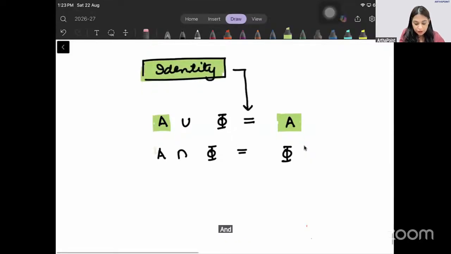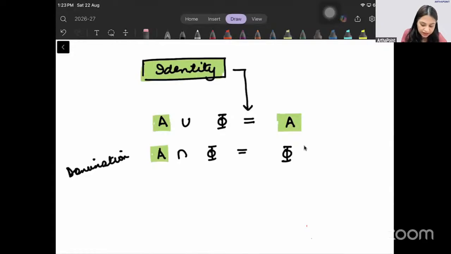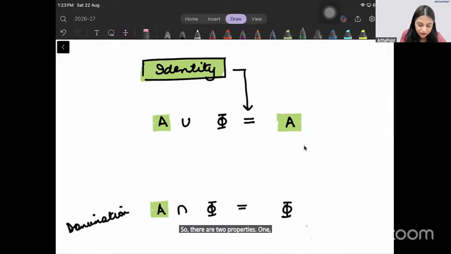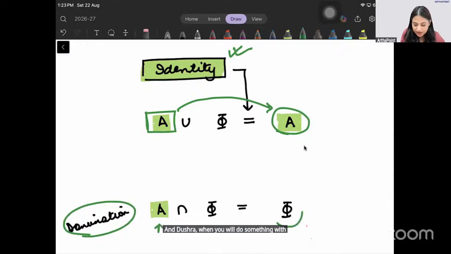And this property, when you do something with A but it becomes either null or union. जब आप A के साथ कुछ यूनियन या इंटरसेक्शन करो और आपको आंसर में नल या यूनियन मिले, this is called the domination property. So there are two properties. One, when you do something with A, you get A. That is called the identity property. And the second, when you do something with A and you get either null or the full set, the union set.